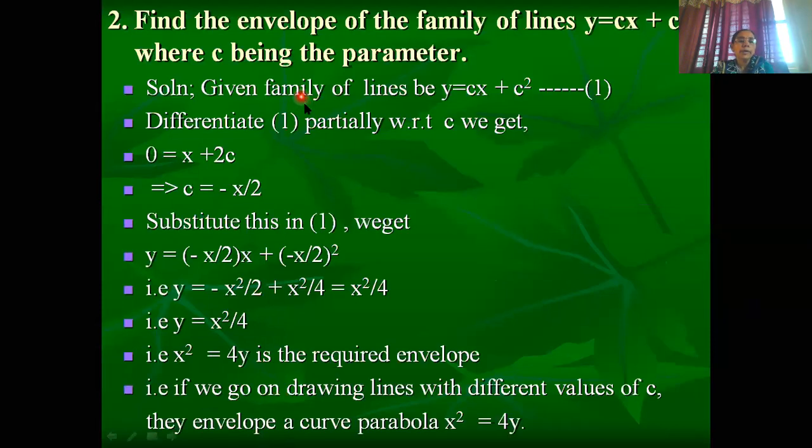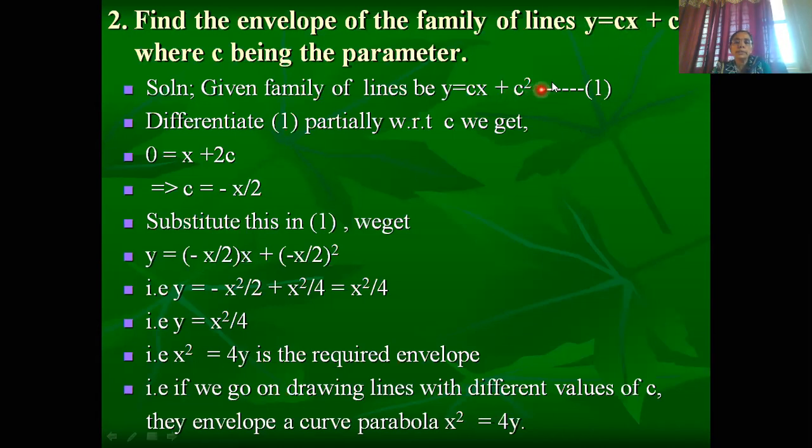Next one: find the envelope of the family of lines y equal to cx plus c square. Why are these lines here? Because the equations are linear in x and y. Only the parameter c is of a different degree here. Because of this linearity in x and y, these are all lines. Families are not necessarily lines, they may be curves. So here c is the parameter.